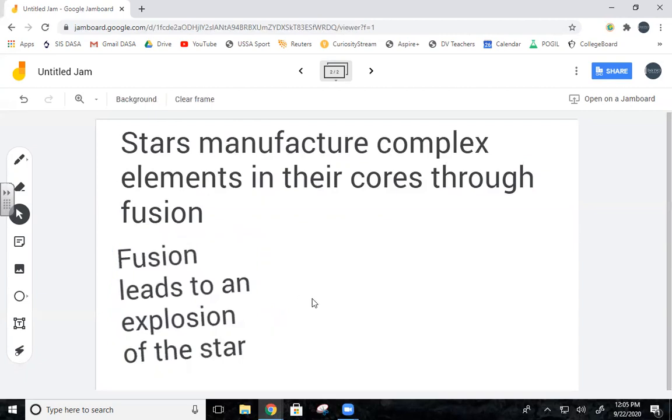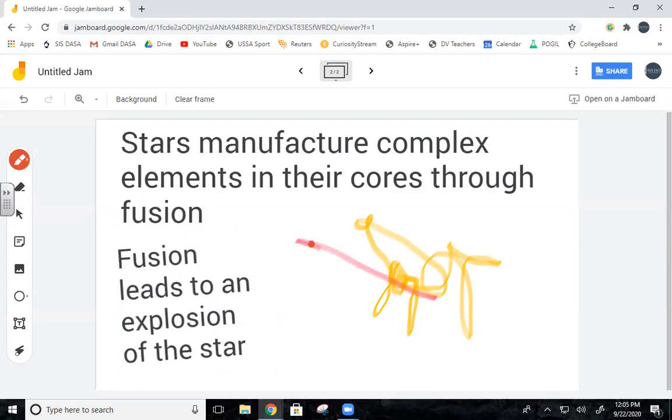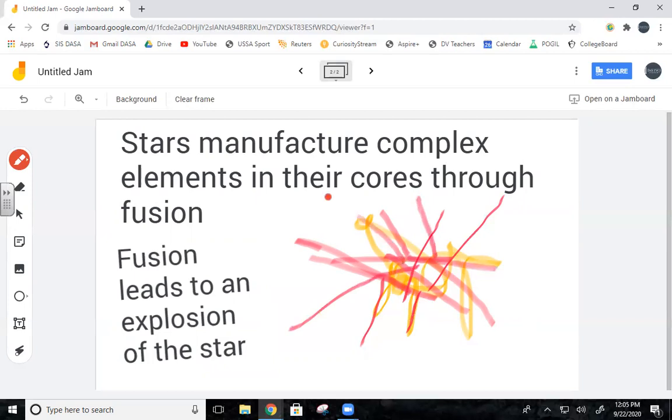Fusion leads to an explosion of the star. And who's ready for one of Mr. Crowshaw's patented beautiful drawings? Beautiful. I know. Oh my gosh, it's so bad. I'm really sorry. Okay? Well, when they explode, all of those elements go out into the universe. Okay? I'm just going to add a few more lines here to really get the point across.